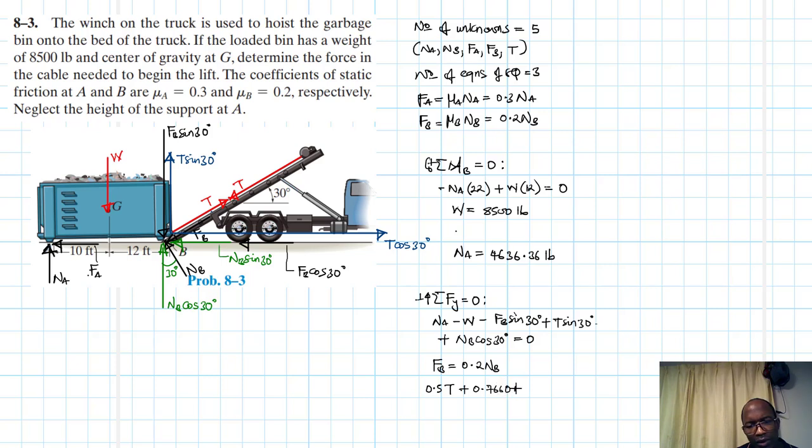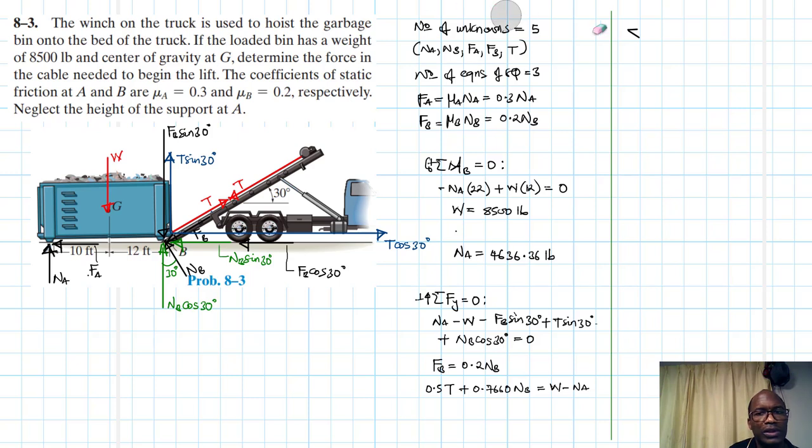0.7660. NB equals to W minus NA. So we have one equation. So this is minus 0.5 by 0.2 plus cos 30. That's 0.7660. All right, so the other equation.